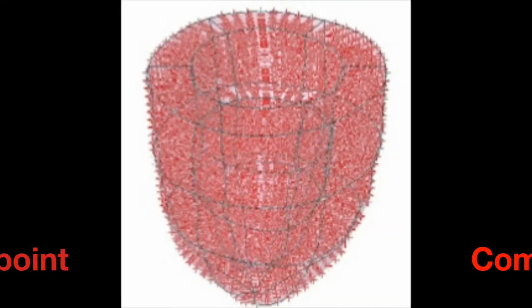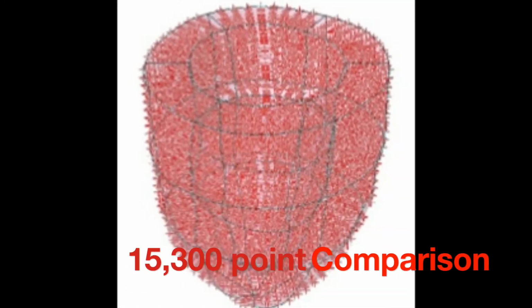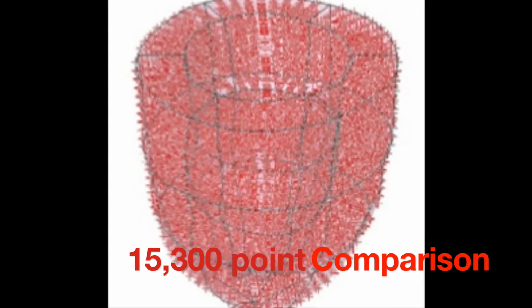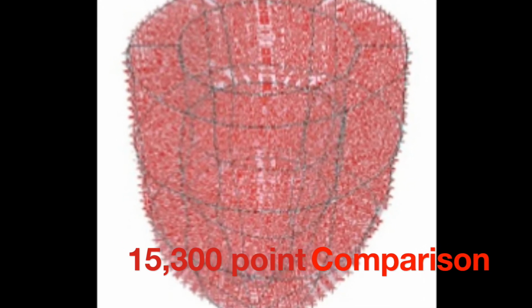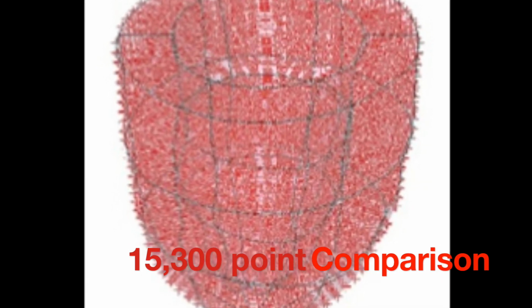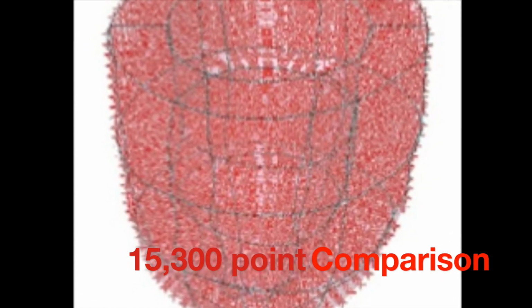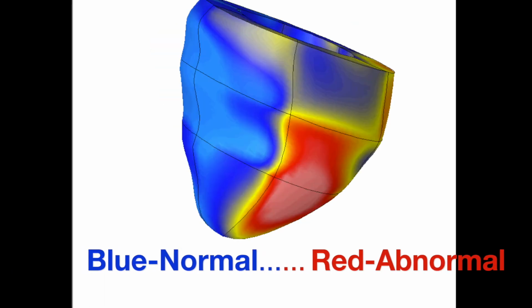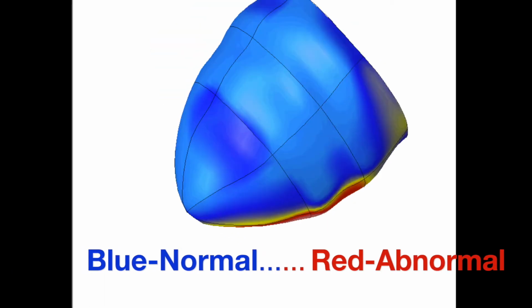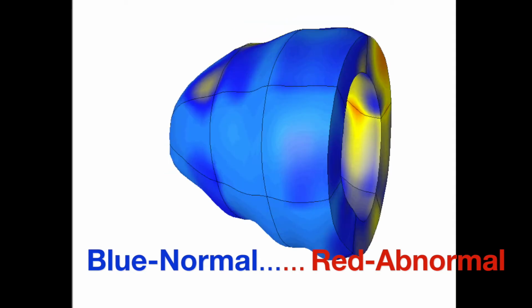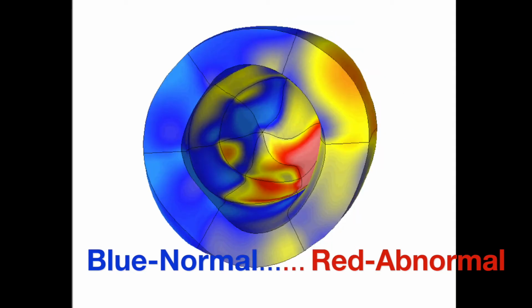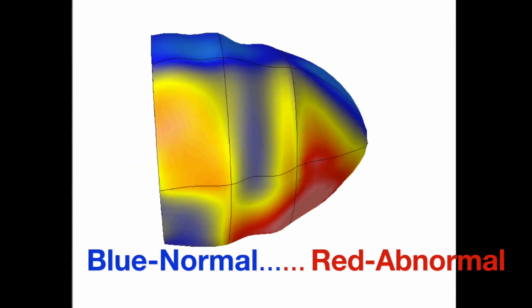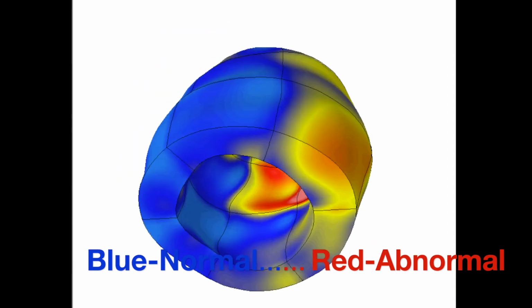At each of the 15,300 points in the normal hearts model, there are 3 components of strain calculated. Then the patient data are compared to the normal strain values at each of those same points. The result is rendered as a 3D color normalized strain map, where blue is normal, representing 1 standard deviation from normal. Yellow shows some dysfunction and 1 to 2 standard deviations from normal, and red is not normal, that is greater than 2 standard deviations from normal.